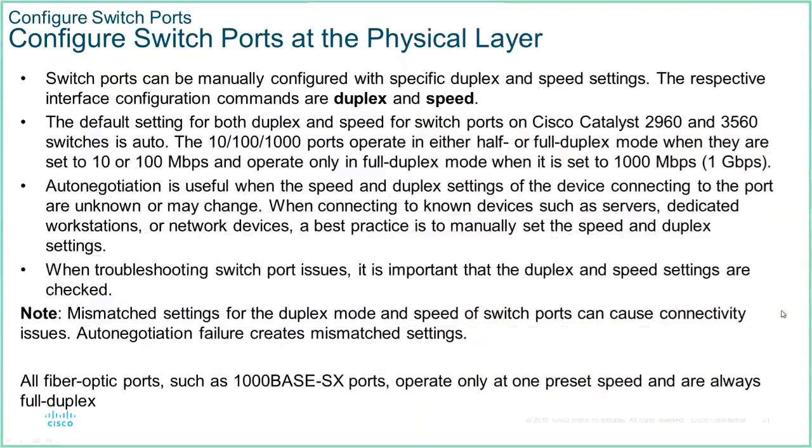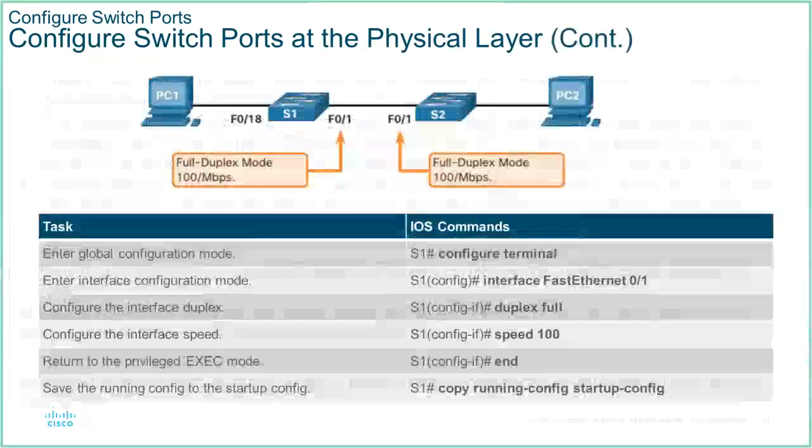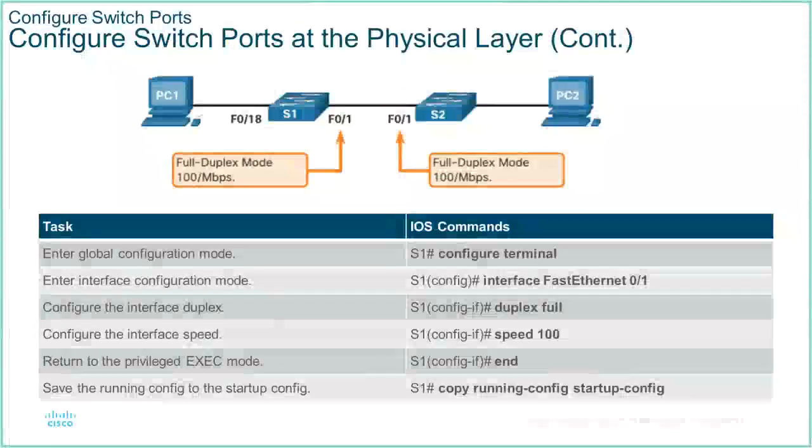So we'll move on from that one. Switch ports are easy to configure. Just go in the global config, go to this port interface, and it's either duplex full or duplex half if you need to set it down there. Speed, 100, 1000, whatever you need to set it to, and don't forget to save.